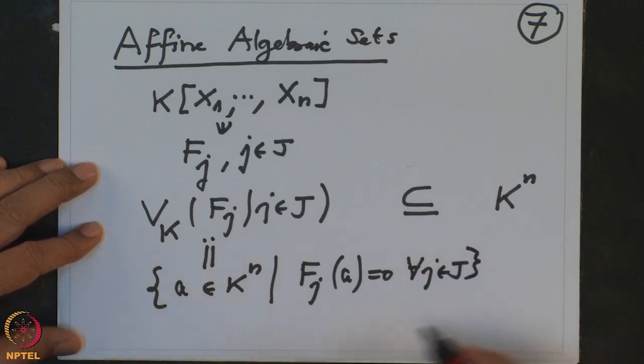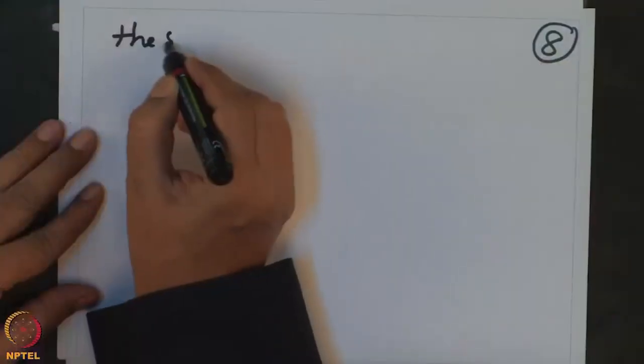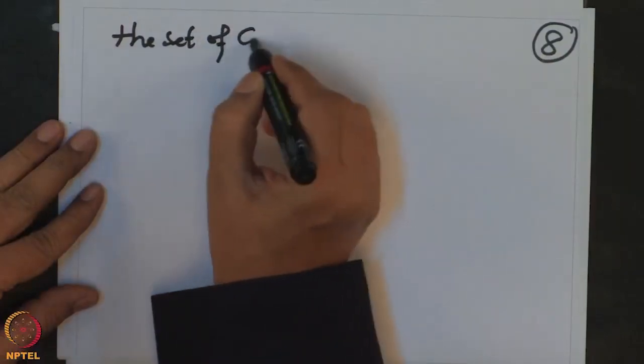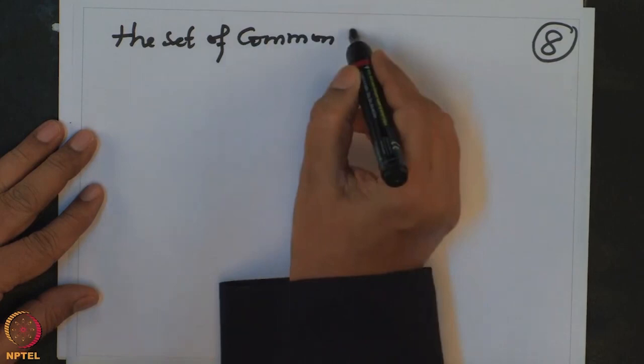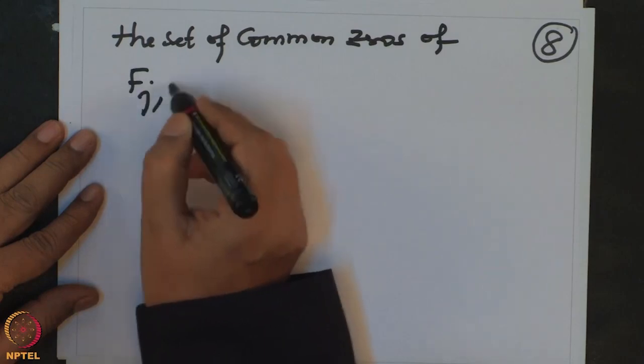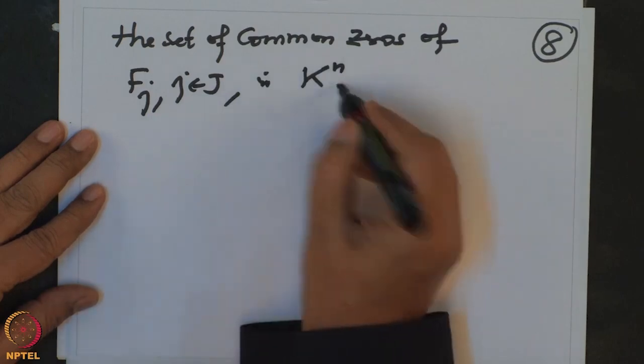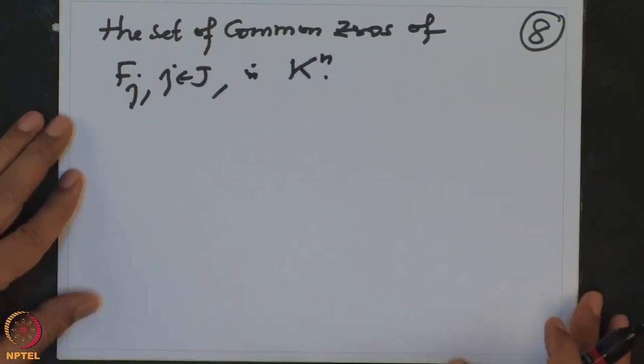Note that this is also the same thing as the intersection, they are common zeros. So the intersection running over j in J, V_k of f_j. So this is the set of, I will write on the next page, the set of common zeros of the f_j's in k^n. Now it might happen that this may be the empty set.